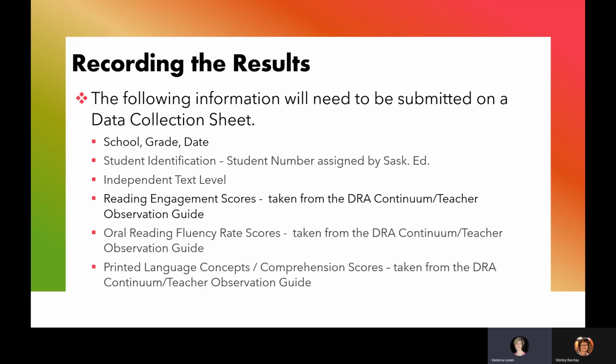Secretaries are also very good at Excel in our schools, so if you need any help with that, I'm sure you can reach out for some support. Basically what we're looking for in June is just the details: the school, the grade, the date, the student identification number, the independent reading level of the student, the reading engagement scores, the oral reading fluency scores, and the comprehension scores. The spreadsheet really just aligns with the information that you're collecting when you're administering the DRA.